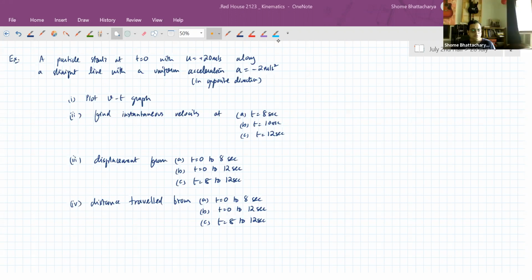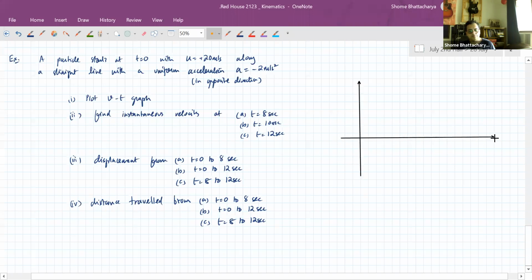So let's check out the answers for this. First of all, once again, our velocity time graph will look like a straight line with a negative slope. And this time you notice that because we are talking about a time of up to 12 seconds even, the velocity is going to go to a stage where it becomes negative. You would have realized that by calculating the second and third part and all that, that it's not just a case of the velocity going to zero. It starts from 20 meters per second and the slope is minus 2 meters per second square.